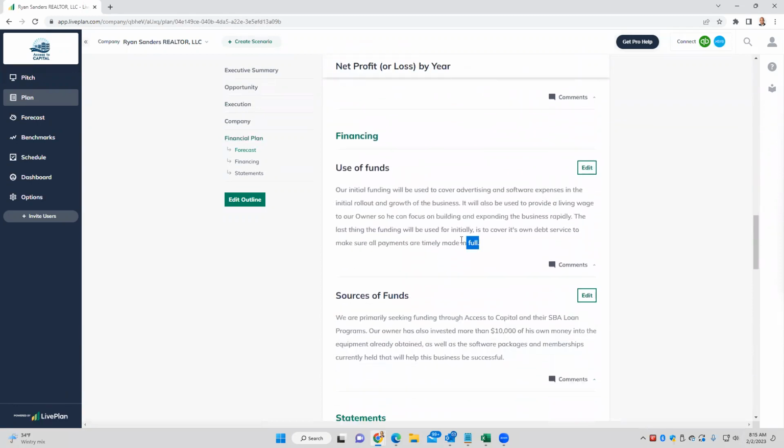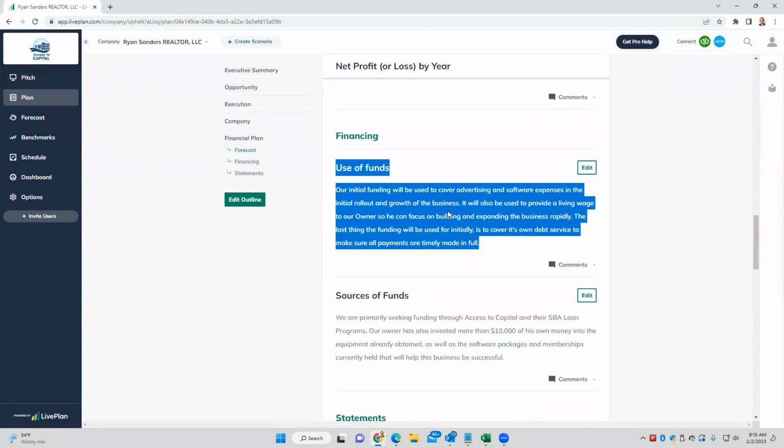Here is one of the most important sections of all, and this is the uses of funds. This is where the borrower, the client, identifies what they're going to be using the money for, because we can't just say, oh, I want $1 million. I just want $100,000. Well, what is it that we're going to use it for? Because the uses of funds will have an impact on where we'll pursue the funding.